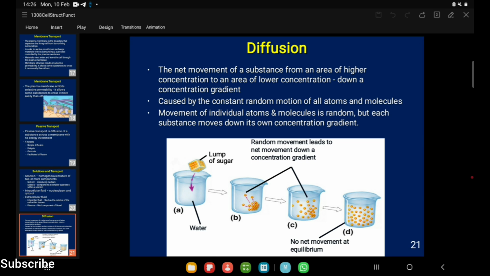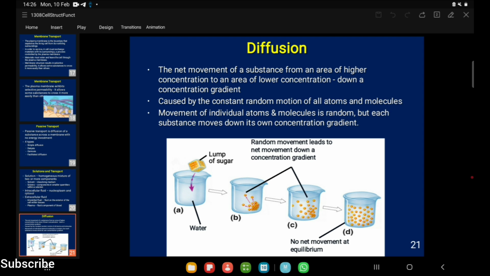Diffusion is the net movement of a substance from an area of higher concentration to an area of lower concentration, down a concentration gradient, which is caused by the constant random motion of all atoms and molecules. Movement of individual atoms and molecules is random, but each substance moves down its own concentration gradient.